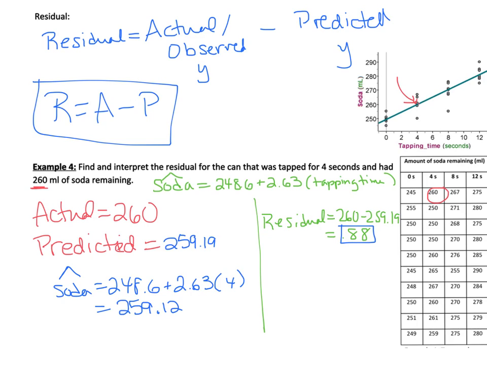And actually, that's the distance between the point and the line, which is really hard to see on here. I'll do an example in class where it's a little bit more clear. So what that means is that this can of soda had 0.88 milliliters more, because it's positive, it's going to be more, remaining than what we expected. And what we expected was what we had in our original equation. So this is our residual.